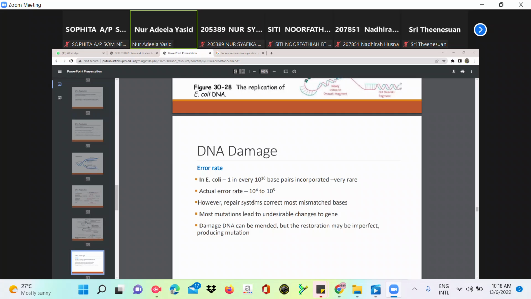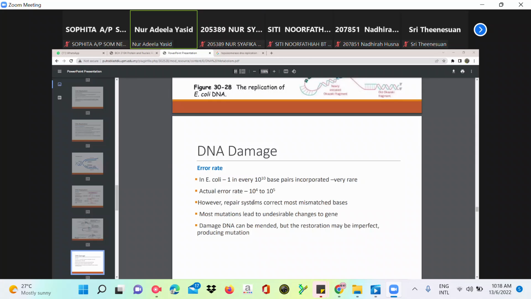But still DNA damage can be mended. It can undergo alteration, but still it may be imperfect. When it is imperfect, it will produce mutation in the gene. If you look at this slide, the error rate for DNA damage is very rare.